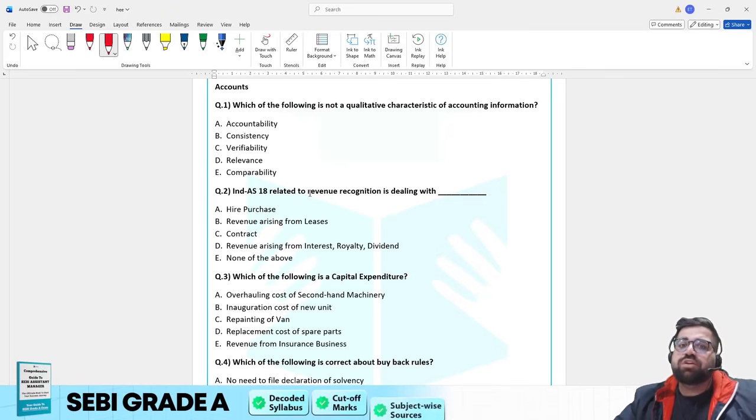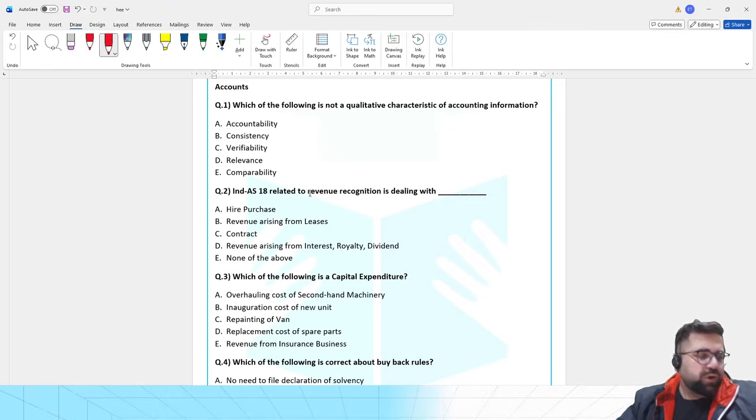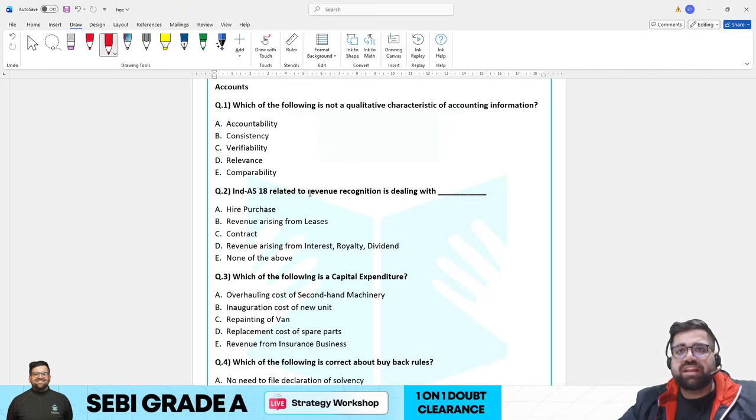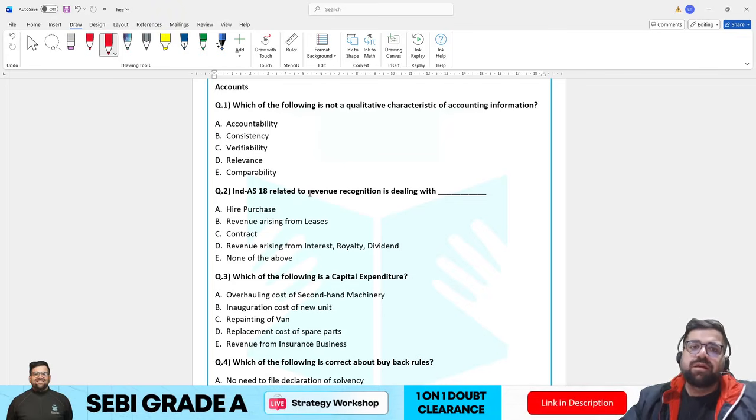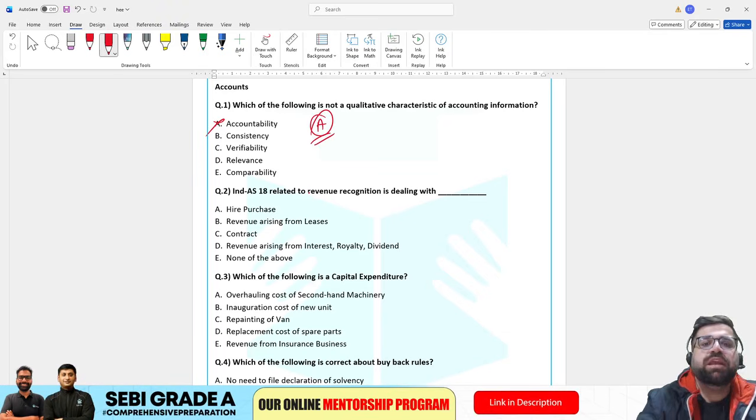Which of the following is not a qualitative characteristic of accounting information? Okay, qualitative characteristics are like your relevancy, objectivity, verifiability, comparability. But is accountability one of the principles, or is accountability one of the characteristics? The answer is no. So straight away your answer will be A only.